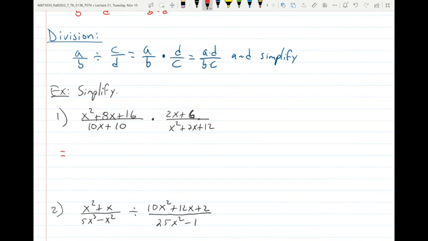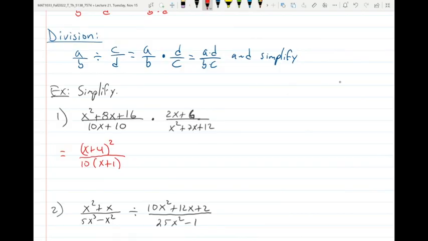So we need 2 numbers whose product is 16 and the sum is 8. The numbers are 4 and 4, right? So this is x plus 4 times x plus 4. So I'm going to write it as x plus 4 squared. Okay? The bottom is clear that the common factor is a 10. So we get 10 times x plus 1.